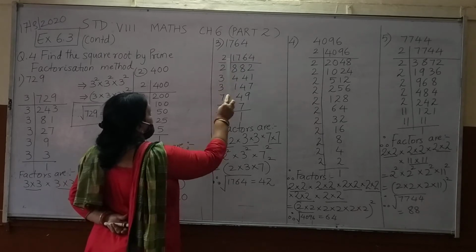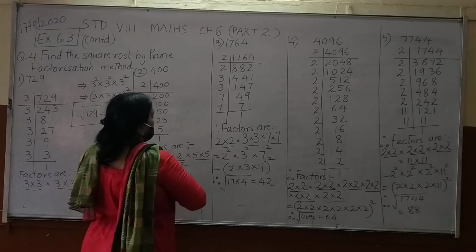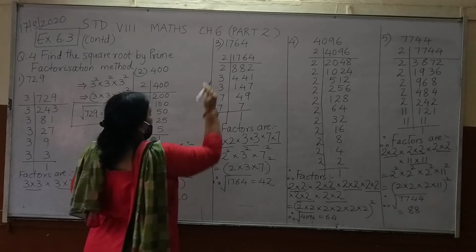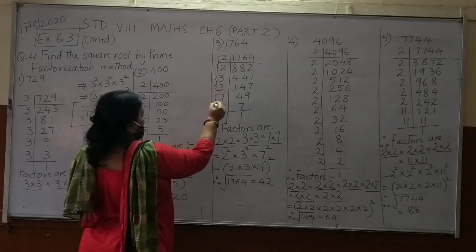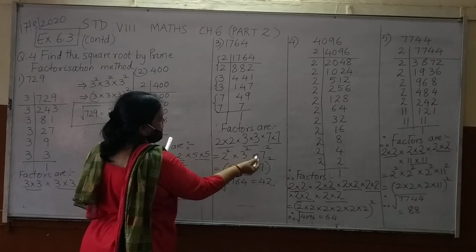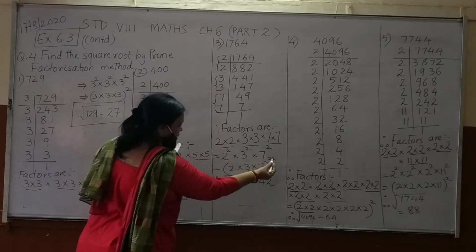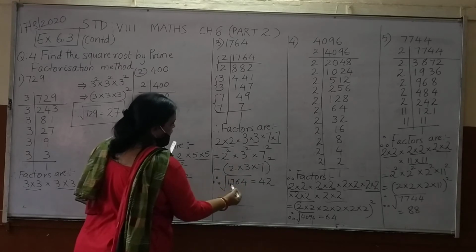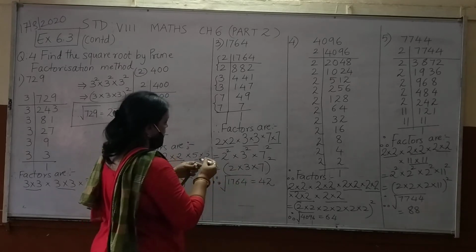Third, 1764. We start with 2 and we get the answer. 2 into 2, first pair, this way. 3 into 3, 7 into 7. 2 square into 3 square into 7 square. So 2 into 3 into 7 whole square. So square root of 1764 is 42.